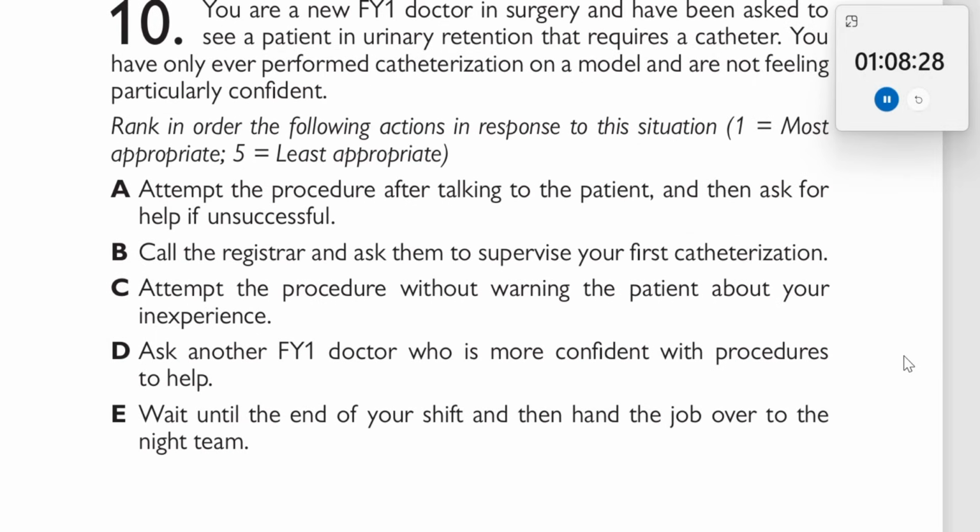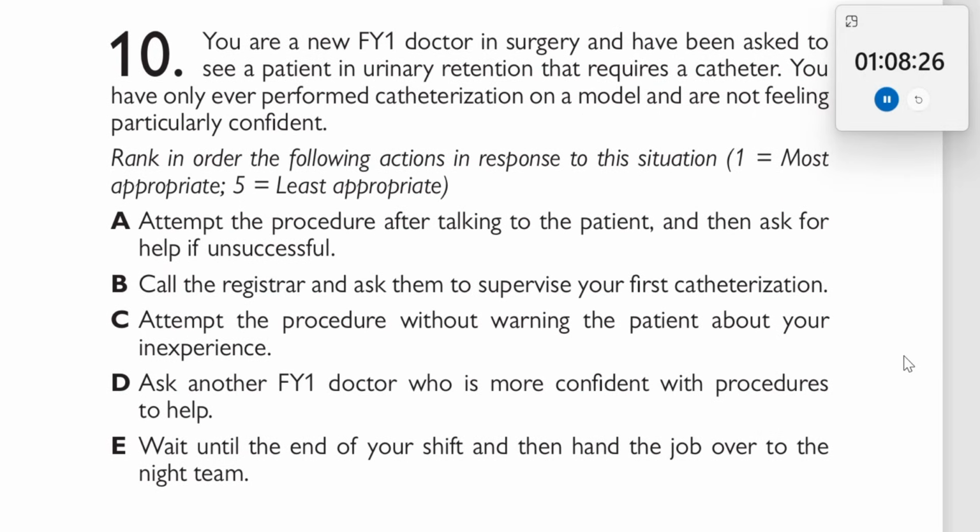Okay, the next, moving to 10. You are a new FY1 doctor in the surgery and have been asked to see a patient in urinary retention who requires a catheter. You have only ever performed catheterization on a model and are not feeling particularly confident. So read the options.